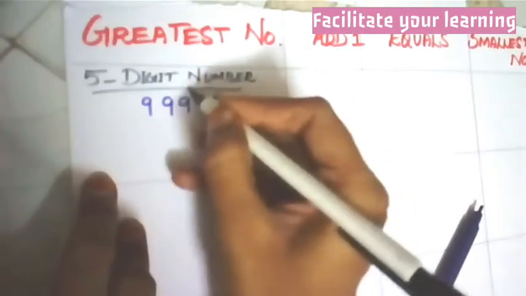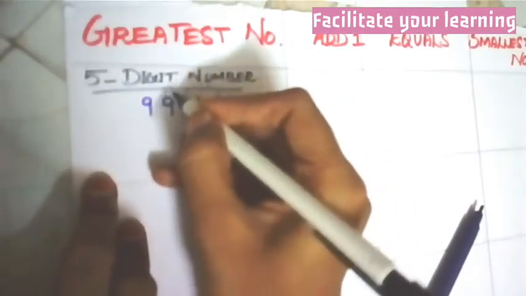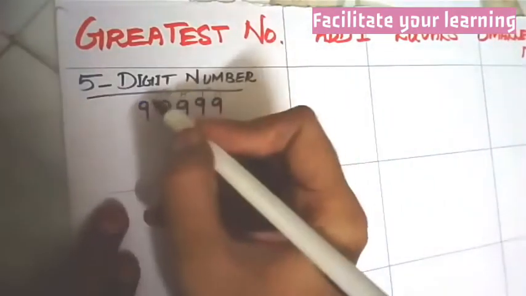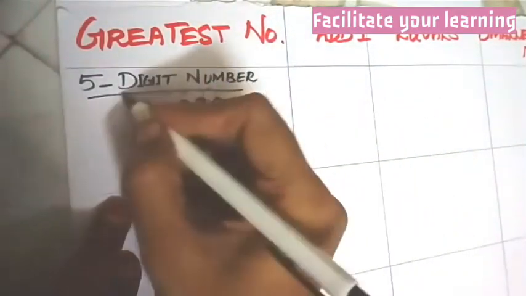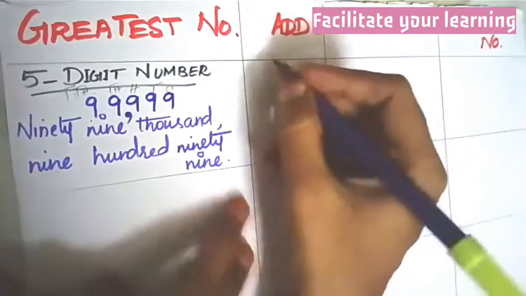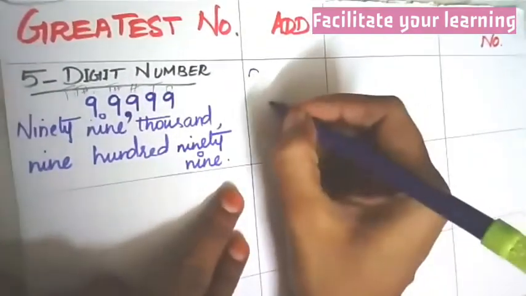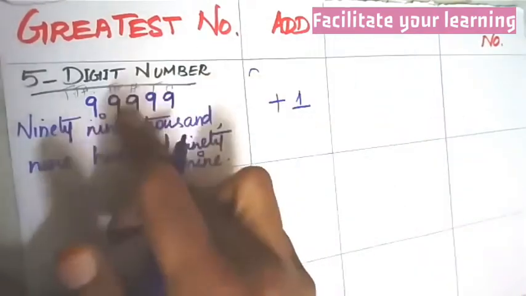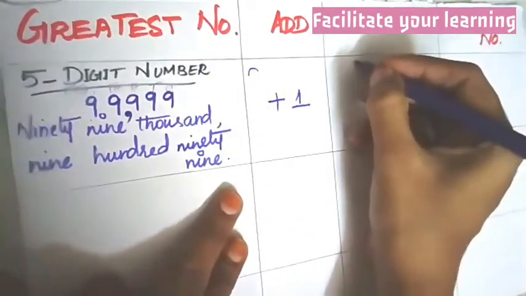Using the periods, you can easily write, right? Ones, tens, hundreds, thousands, ten thousands. How many nines are there? 5. So I have written 5 place values. Using the periods, you can easily read and write this greatest 5 digit number. So you have to read 99,999.